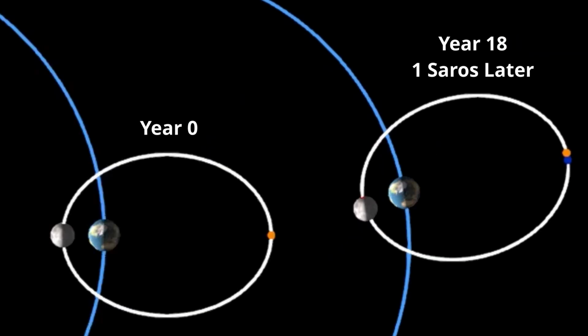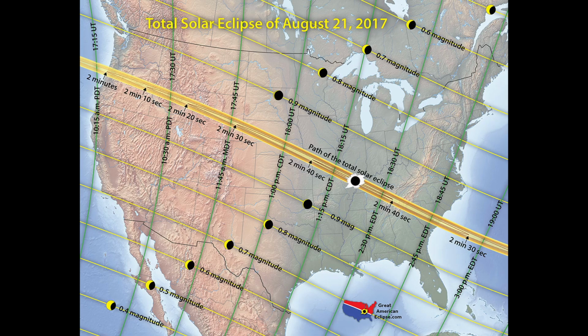From this animation, you can see two solar eclipses, one Saros apart. The conditions that created the solar eclipse in year 0 are almost identical to the conditions in year 18 due to the alignment of the lunar months. The rotation of the moon's orbit, even though it looks different here, is the same in relation to the sun because one Saros is slightly more than 18 years, and the Earth is at a slightly different point of its orbit. Let's use the August 21st, 2017 total solar eclipse as an example.